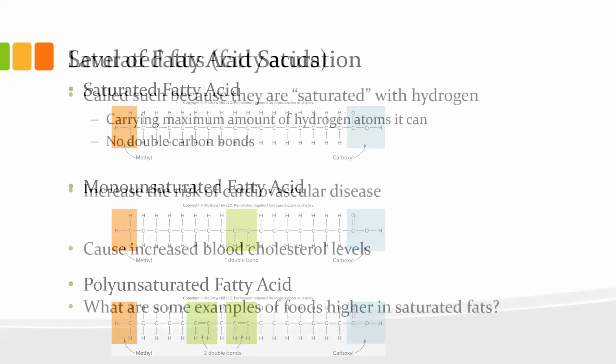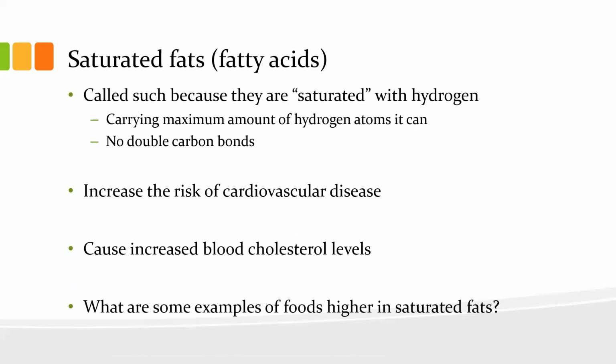So, again, where do we want to be careful with ingesting these? Well, you particularly want to be careful with the saturated fats because as they can solidify, they also will do that in your body, and they can increase the risk of cardiovascular disease because of it. They might increase your blood cholesterol levels as well. And so if you take a look at some examples of foods that are higher in saturated fats, you're talking your butter, your cheese, and your red meat. And of course, you just want to be mindful of your intake of those.